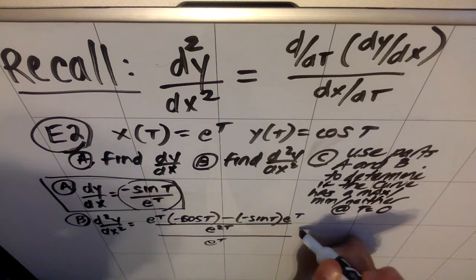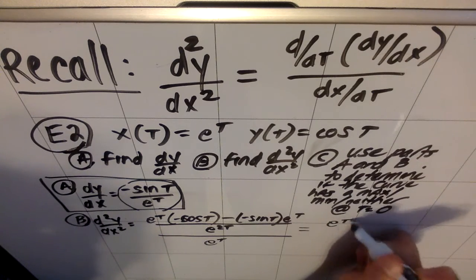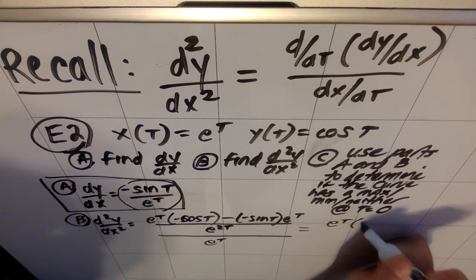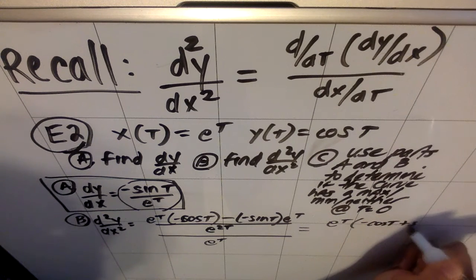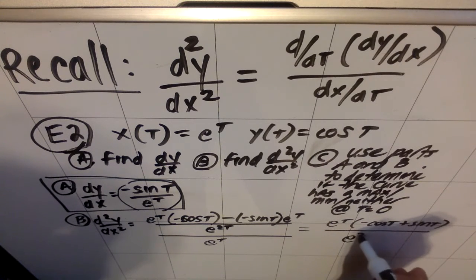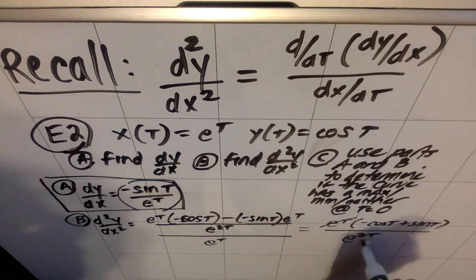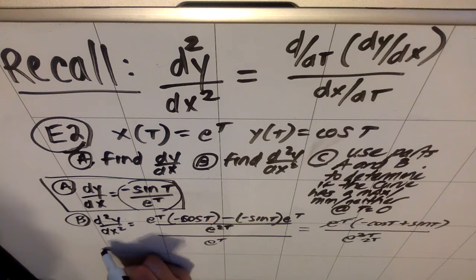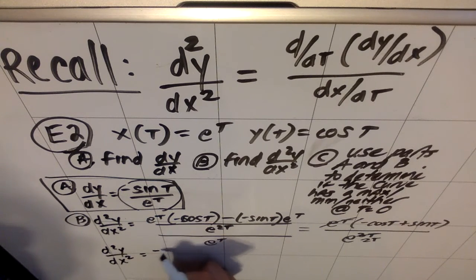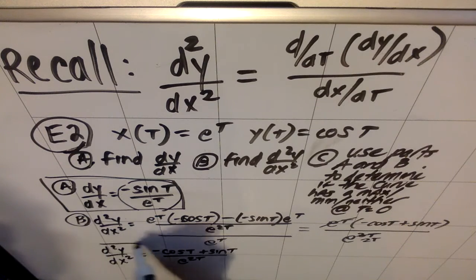So if I clean this up a little bit, it's kind of messy looking. I'm going to factor out an e to the t on the top and get essentially a negative cosine of t plus a sine of t, right? And then on the bottom I have an e to the 3t, because this guy ends up on the bottom, meaning I can cancel this e to the t with one of these guys and make it an e to the 2t. So my d squared y dx squared in its nicest, happiest form is a negative cosine of t plus a sine of t all over an e to the 2t. Great, there's my part B.